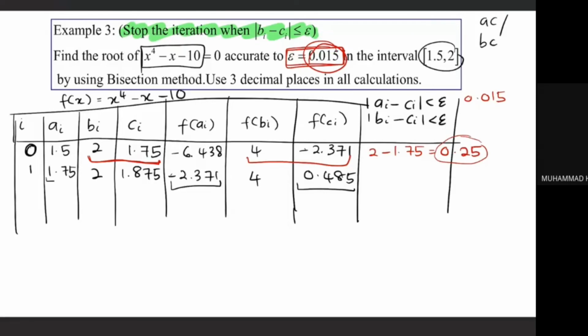So we know that FA and FC have different signs. So we choose AC. Okay, good, correct. So A and also C. And then find the error. So we take modulus.